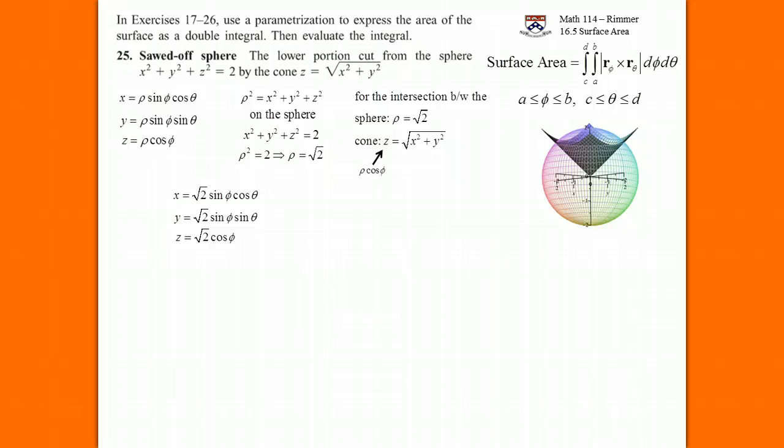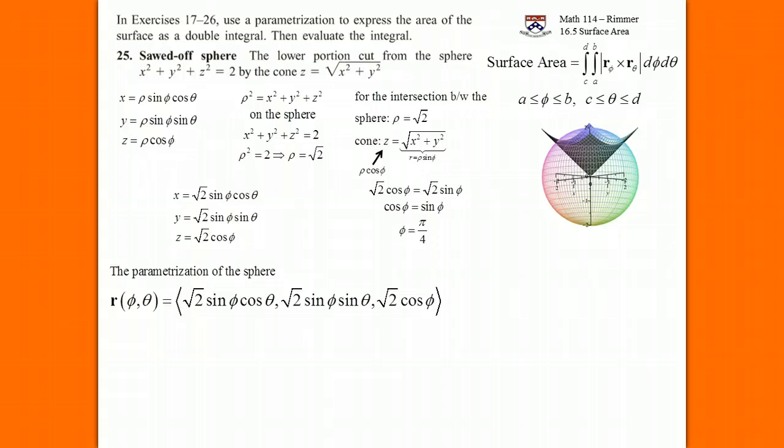And so we convert by trading in everything for spherical. We have that z is rho cosine phi, and the root of x squared plus y squared is r, which is rho sine phi. So rho cosine phi is rho sine phi, but we know rho is root 2. Dividing by cosine phi and dividing by root 2, we end up with tangent of phi is 1, or sine of phi is cosine phi. So phi better be pi over 4. So that's where phi starts.